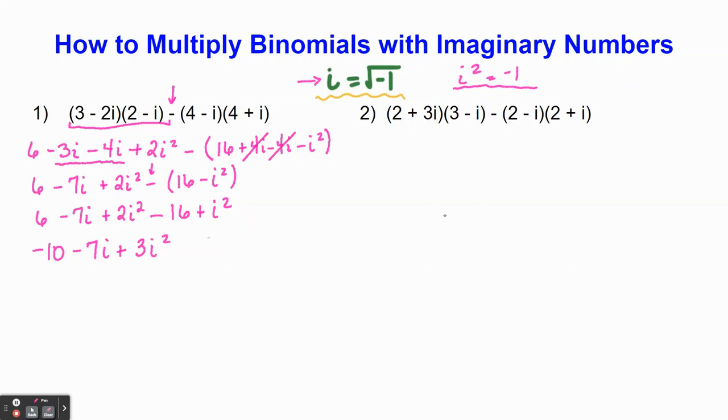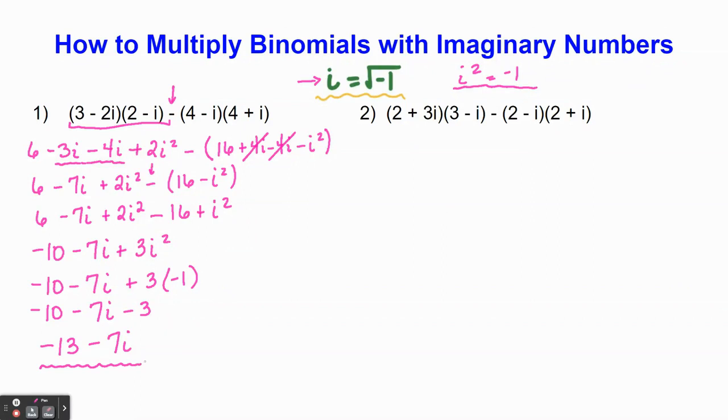All right, now remember I said the more usable form of that imaginary number, i² = -1. We're going to make that substitution here. So I'm going to replace this i² with a -1. And of course, 3 times -1 is going to give me -3. And I can combine like terms with the -10 then, so that I get -13 minus 7i. And this is my final answer there.